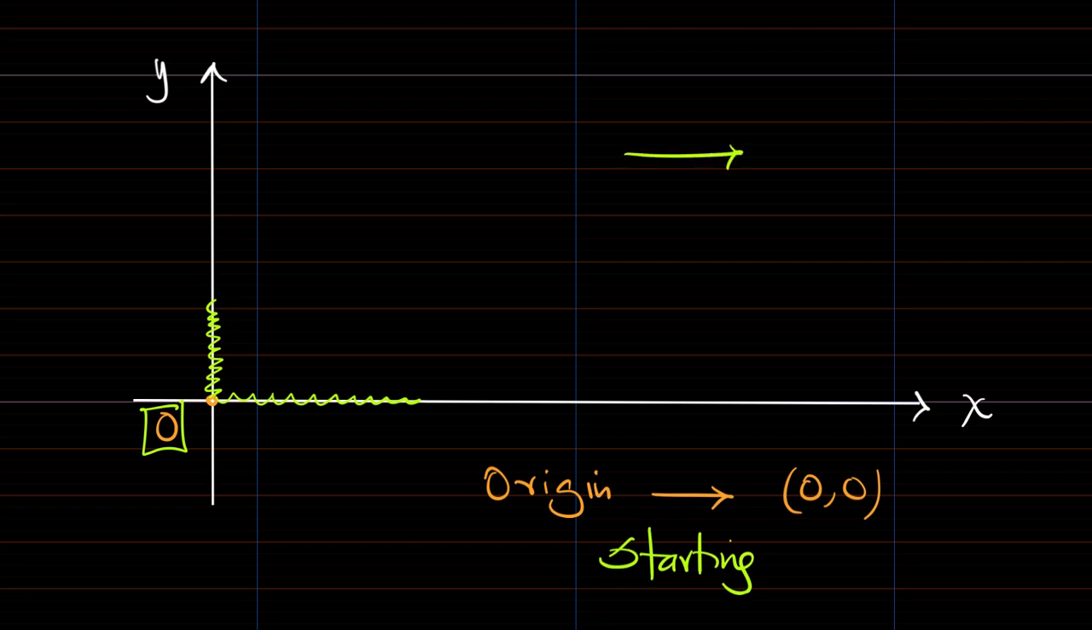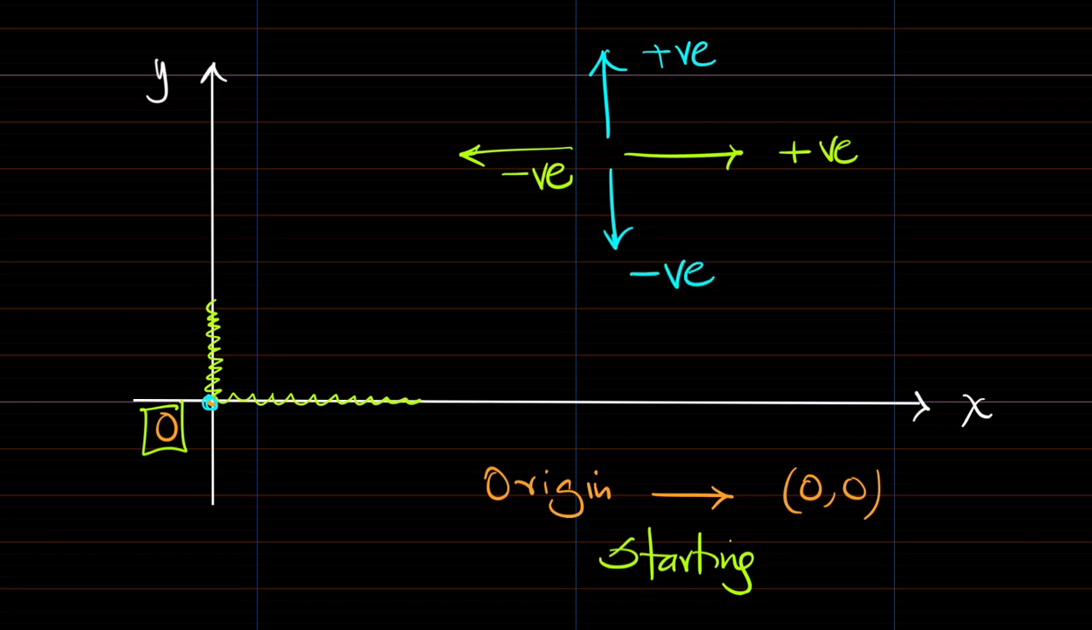When we go to the right along the x-axis, the values are positive. When we go to the left, the values are negative. Similarly, if we go up, the values are positive. If we go down with respect to the origin, the values are negative.